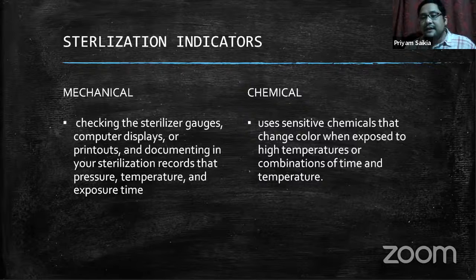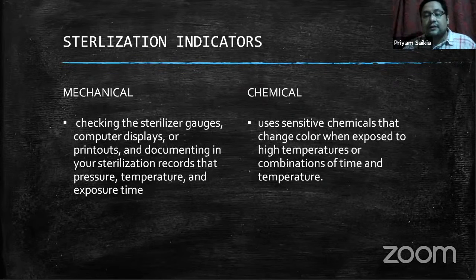Then we have some chemical indicators, which are sensitive chemicals that change color when exposed to high temperature or a combination of time and temperature. They are mostly applied over the package of the instrument that is to be sterilized. The very commonly used one is the autoclave tape, where once the item is sterilized, there are some black stripes on the tape.